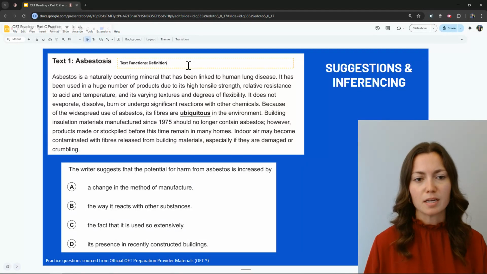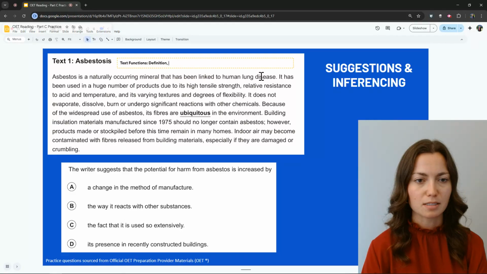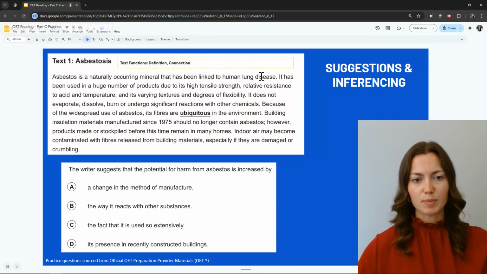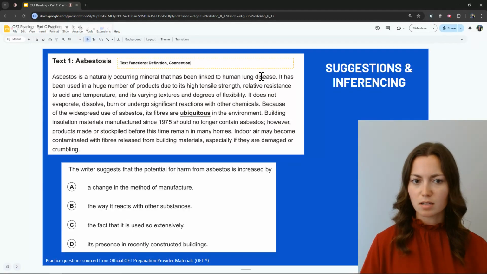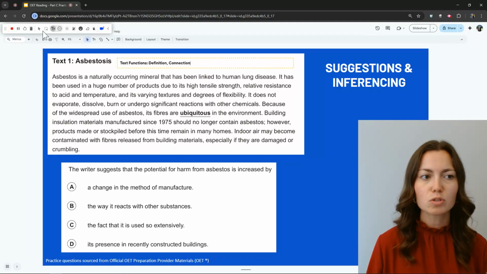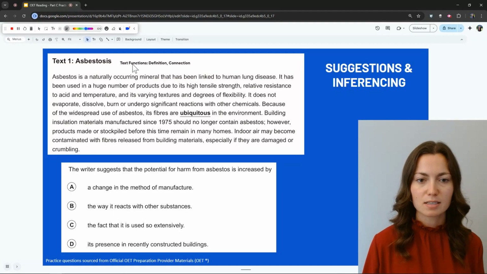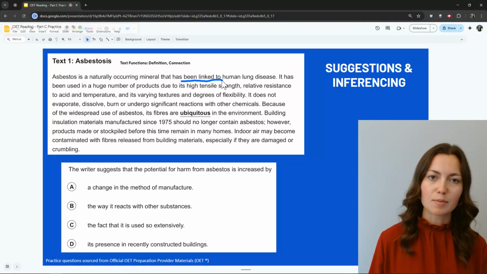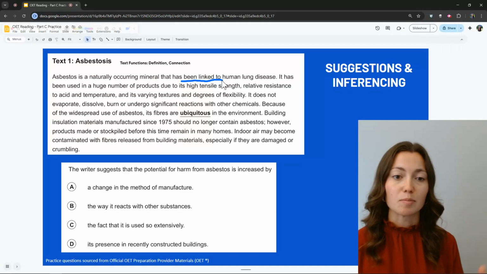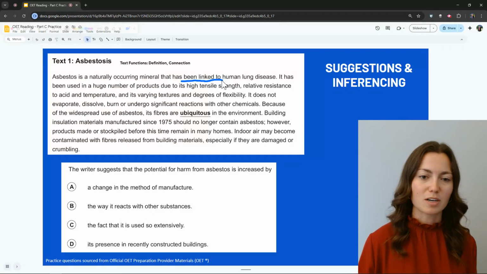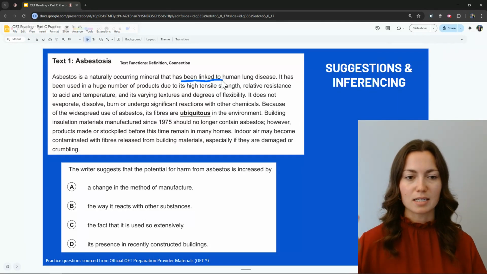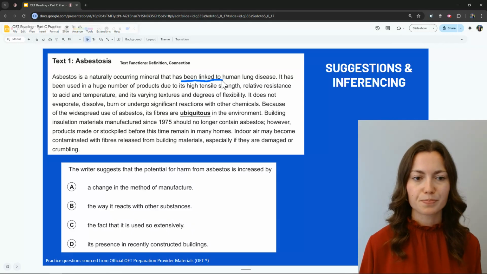Okay, let's keep reading. That has been linked to human lung disease. We are seeing a connection between asbestos and human lung disease. How do we know it's a connection? Well, usually phrases that tell us, such as has been linked to. Other examples, we might see causes and effects. We'll talk about those in a few minutes, but this idea of item 1 has a connection to item 2.